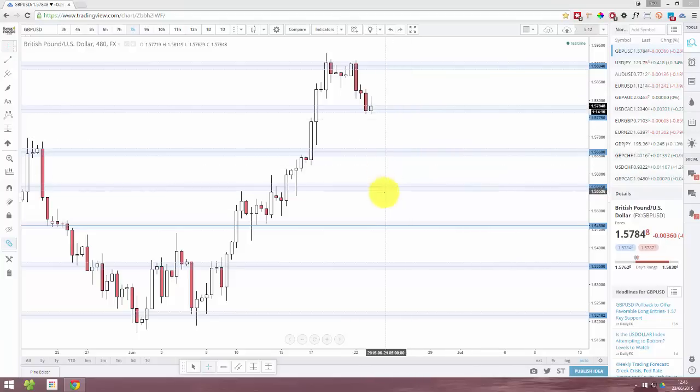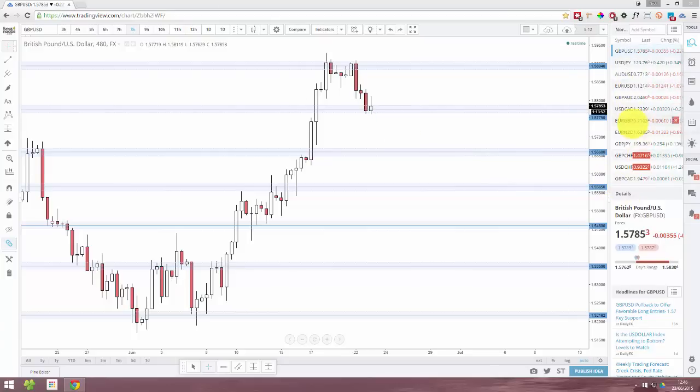Okay, so my next support area is the 156.60, this one down here. This one's a pretty strong support area. If sellers manage to push down to here this week, I will be looking for some price action signs that buyers are entering, and I'll be looking to take a long trade if buyers do enter. That's pretty much it for GBPUSD.